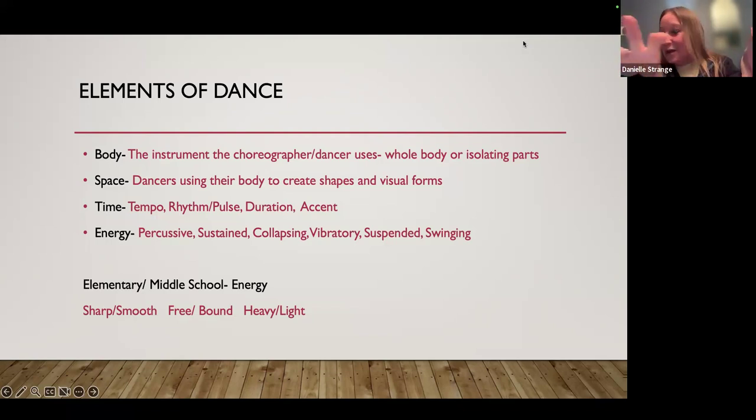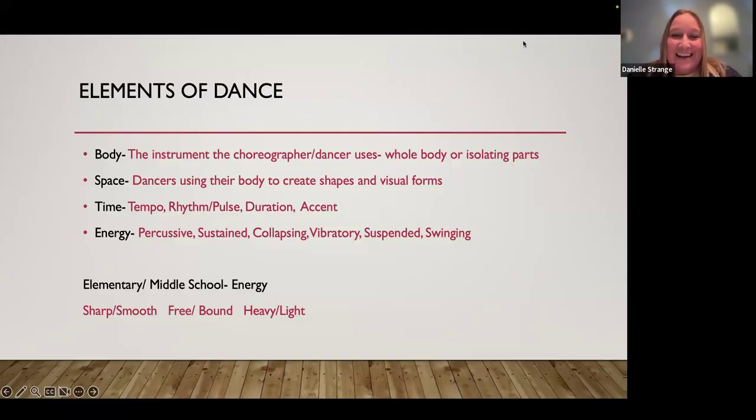So that was a lot in that one slide. Do you guys have any questions for me on the elements of dance? Sometimes you'll hear action as one of them as well, which is an element of dance too. I just wanted to keep it to body, space, time, and energy for you guys for this one. But action is like flick your hand or tap, those are different things that you can do. Do you guys have any questions about the elements of dance and how to introduce them in different ways?